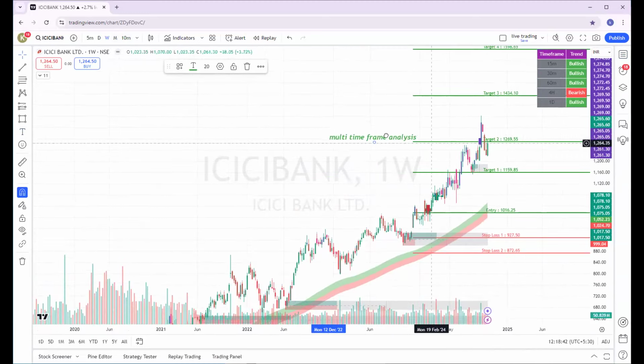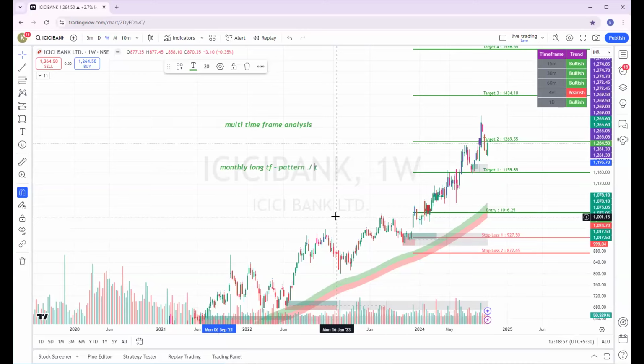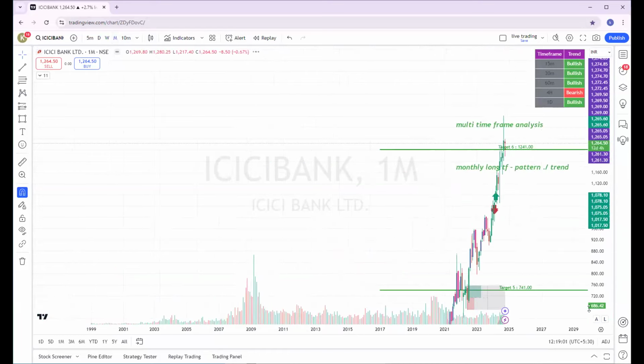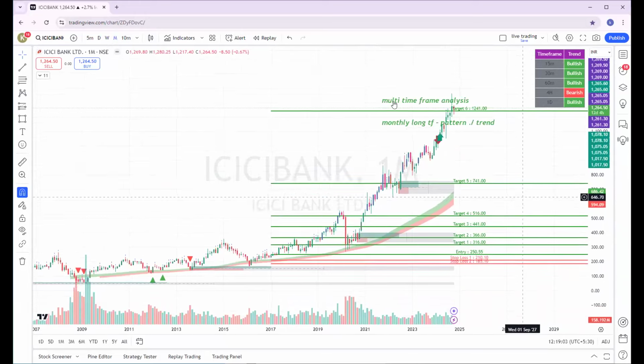So basically what happens is, on the larger time frame, for example, if you want to do swing, you see the overall chart pattern on the monthly long-term time frame. You will get an indication of what pattern is happening, what the clear trend is. Okay, so now we'll see this chart on a monthly time frame. What can you observe about this chart?